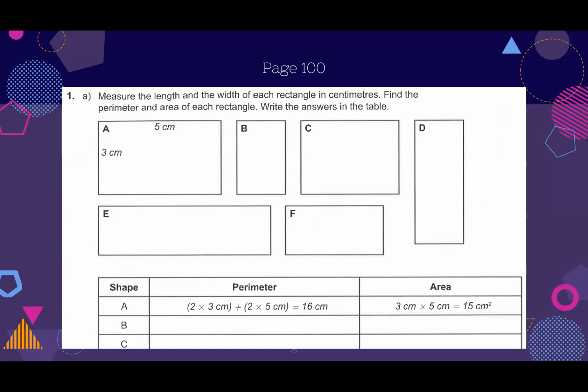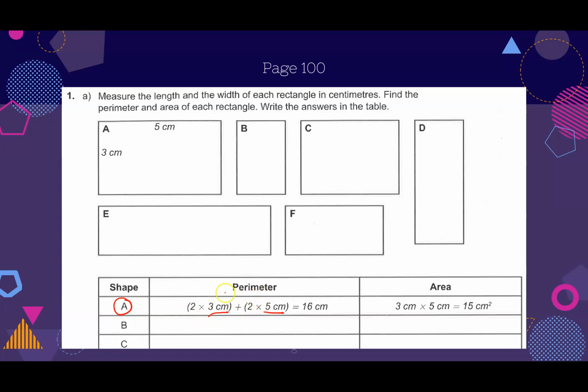All right, we are going to start on page 100 in your Jump Math book, and we will start with 1A together. It says, measure the length and the width of each rectangle in centimeters. Find the perimeter and area of each rectangle. Write the answers in the table. For perimeter, for shape A, which has been done for us, they recognize that 2 of the sides were 3 centimeters long, and 2 of the longer sides were both 5 centimeters long. So they have multiplied by 2 and then added them together.